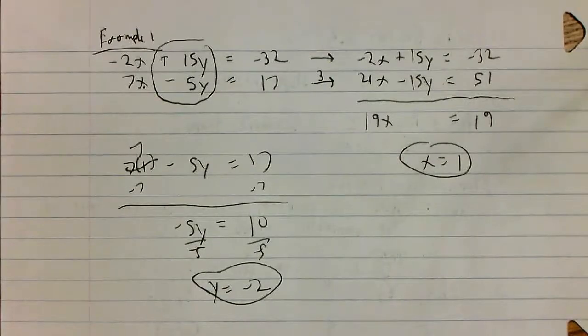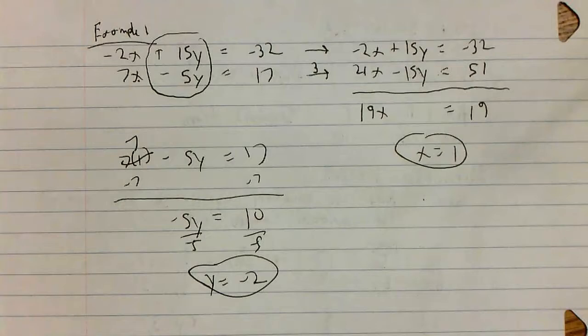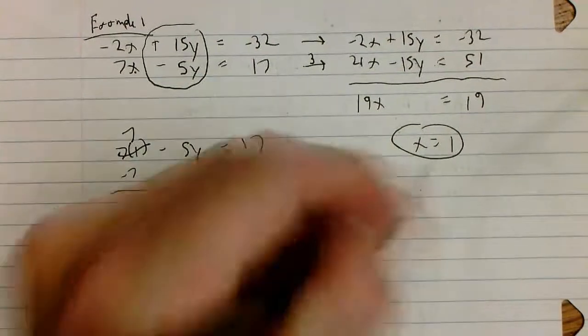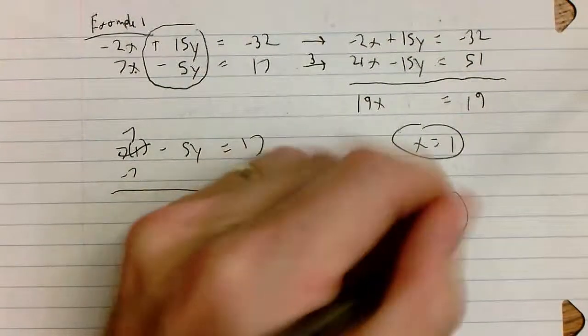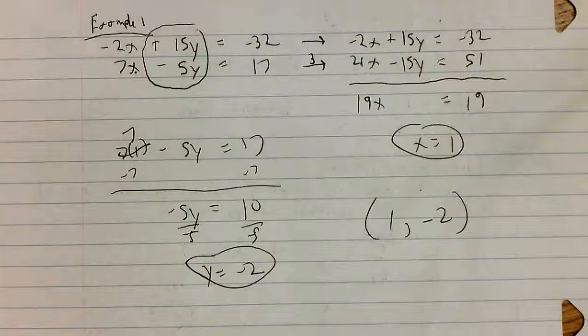And I have solved my system of equations. X equals 1, y equals negative 2. If they want me to write this as an ordered pair, it would be 1, negative 2. All right, one more example, and we will call it a day.